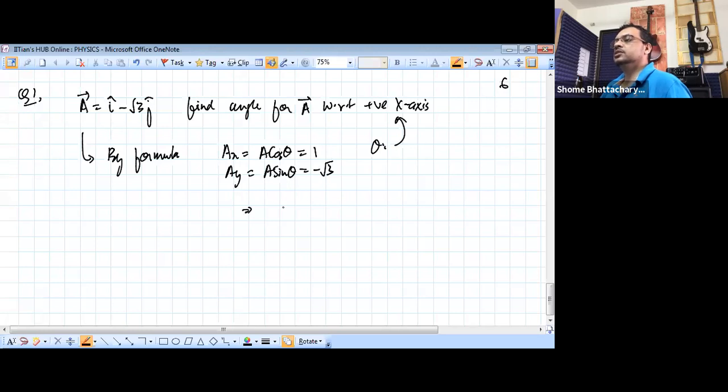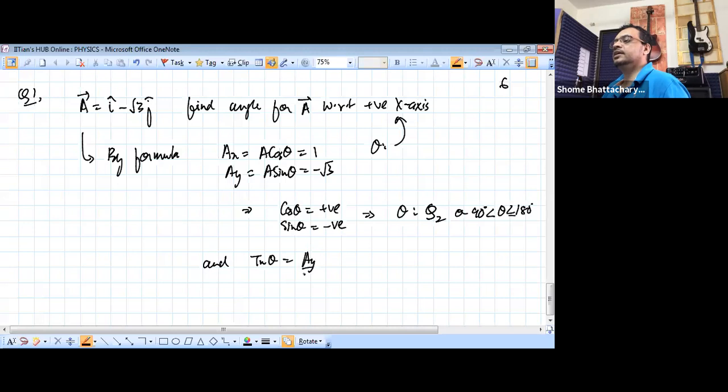So that means, first of all, you can see that cos theta is positive, sin theta is negative. So that means theta is in the second quadrant, or theta is an obtuse angle greater than 90 degrees. Then also you can see that tan theta, which is basically Ey by Ex, the division of these two, is minus root 3.